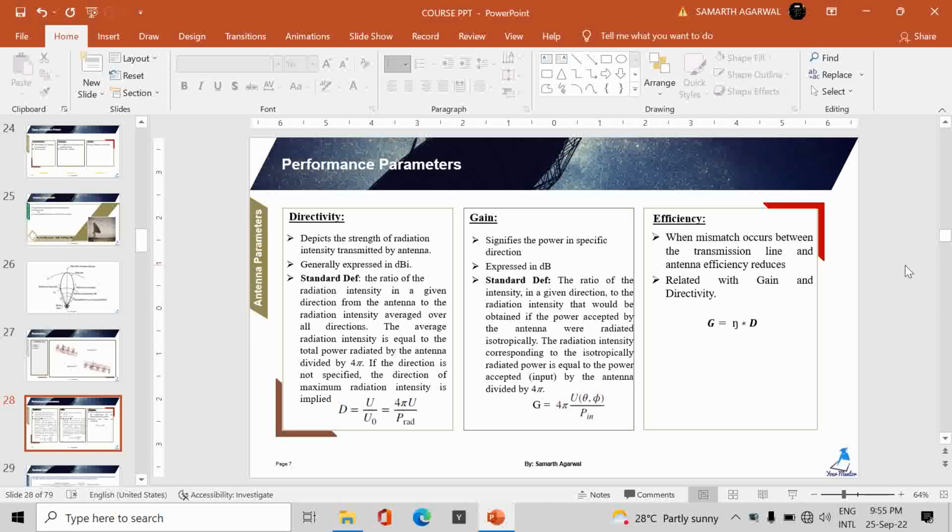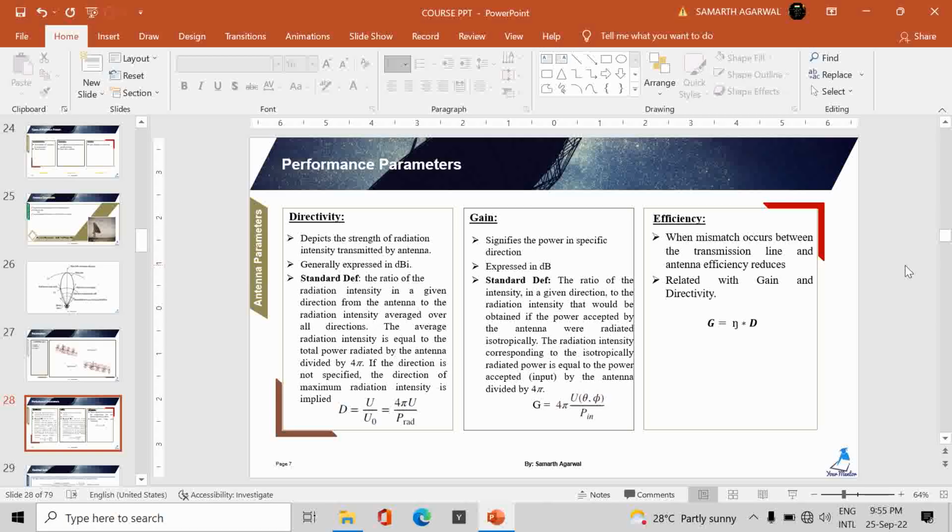Gain will be expressed in dB. In case of directivity we say that it is the strength of the radiation intensity, whereas in case of gain it signifies the power in a specific direction. That's why it has U of theta, phi, because theta and phi are the coordinate angles at which it has a gain. Regarding this 4 pi, the formula is G equals 4 pi U of theta, phi divided by input power. The 4 pi means a sphere, because we consider each direction.